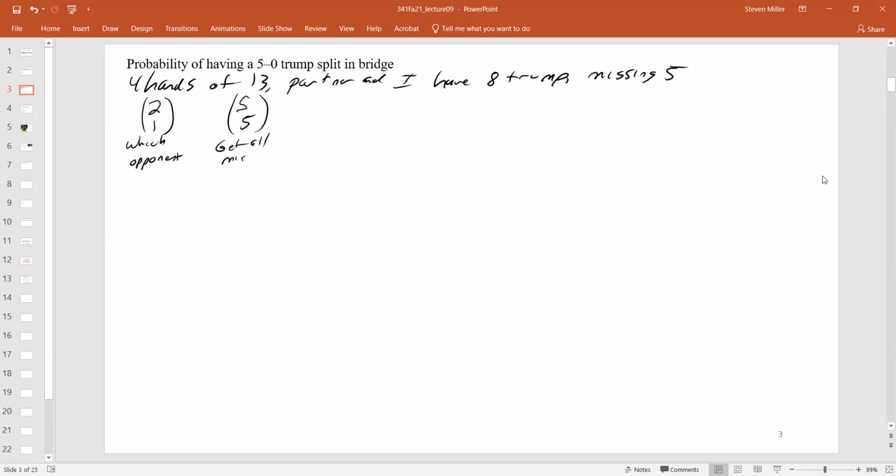Get all the missing. Now I have to fill up the rest of their hand. How many cards are there available to fill up their hand? So my partner and I have 13 cards each. That's how many? 26. How many of those 26 cards are still available? 21. So there are 21 cards left. And how many must I choose? 8. So it's 21 choose 8. Fill up hand.